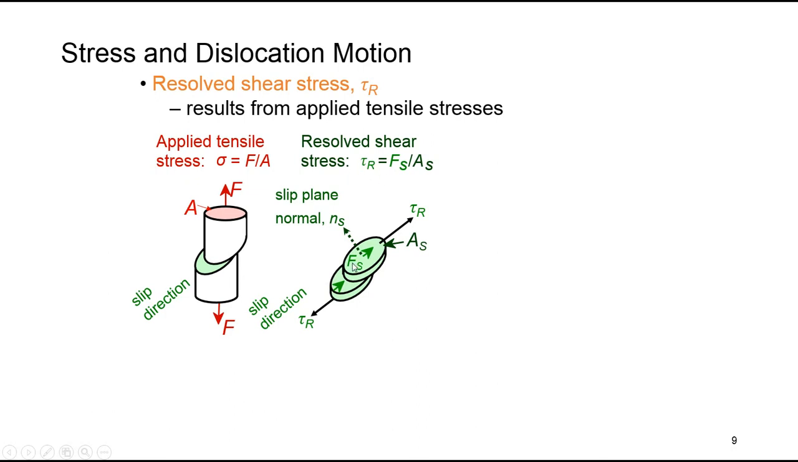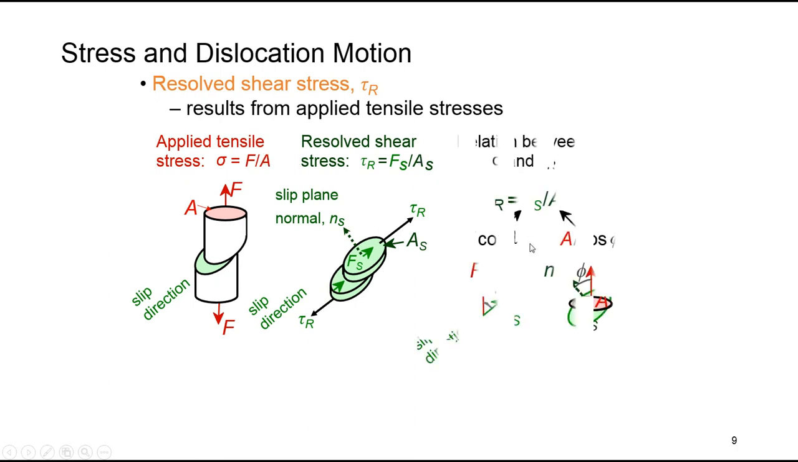Shear stress is equal to the shear force divided by this area along the slip direction. Now if I want to find the relation between the resolved shear stress and the applied tensile stress sigma, I have to find the relation between shear force and applied force, and the slip plane area and the normal cross-sectional area. This can be found from here. Fs, as you can see from here, can be resolved from force F.